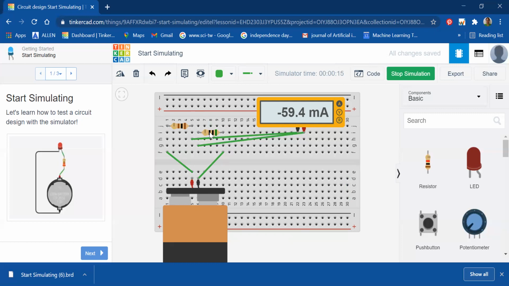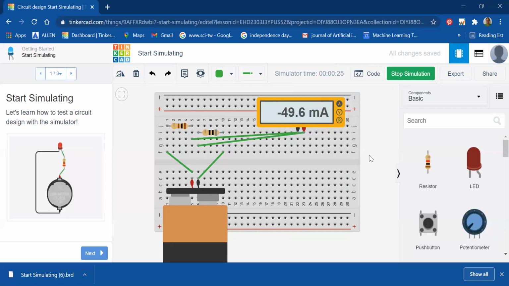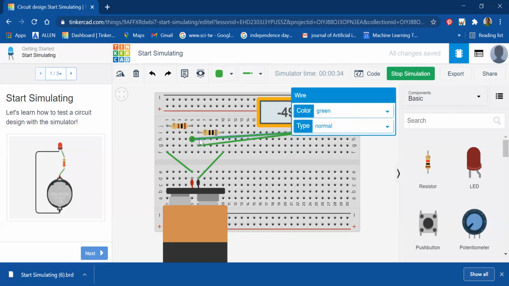Just keep on noting it in your notebooks. Let these connections remain as such and only vary the value of this resistance. Now I am going to change the value of this 50, make it 80. Again, note down the value of current, which is coming out to be 49.6. Don't worry about the negative sign. It is because of the connections here. If you want, we can change the connections to make it positive.